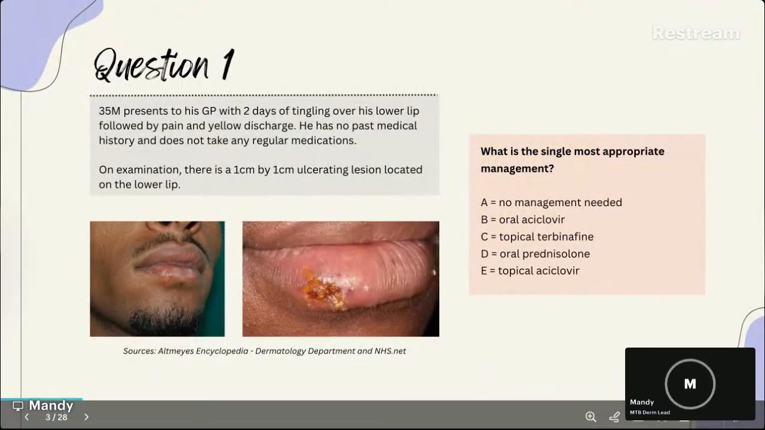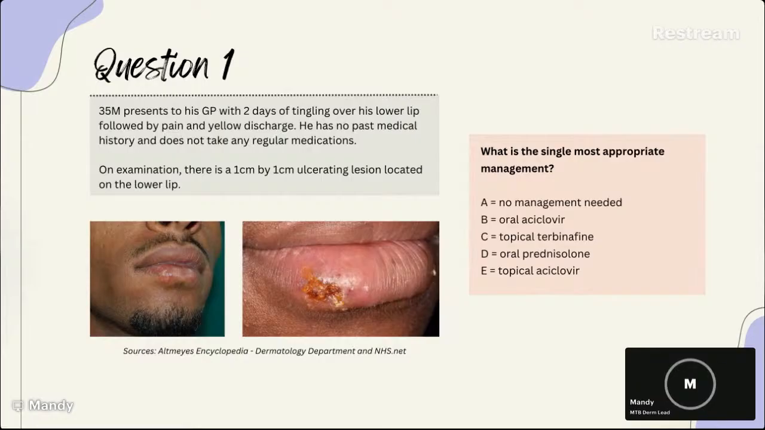Okay, so this is question 1. You have a 35-year-old man who comes to his GP with 2 days of tingling over his lower lip, followed by pain and yellow discharge. He's got no past medical history and he doesn't take any regular medications. On examination, there's a 1 centimeter by 1 centimeter ulcerating lesion located on the lower lip. What is the single most appropriate management? There's a few options there. I'll give you a little bit of time to think about it before I move on to the answer.